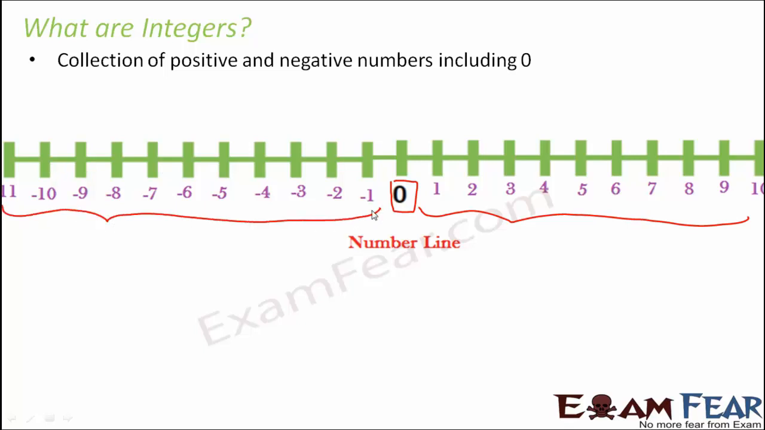Now here on the number line, you can very distinctly see all the integers. You have 0, and then you have 1, 2, 3, 4 on the right hand side. So all the positive numbers towards the right side and the negative numbers towards the left side. That is how the number line is arranged.